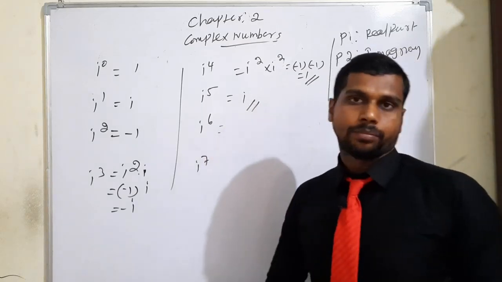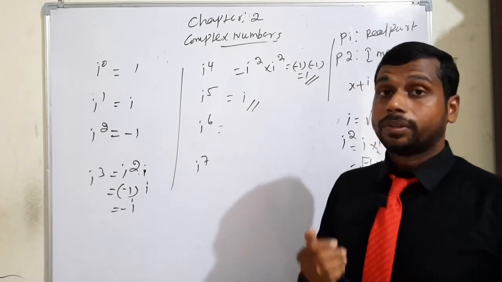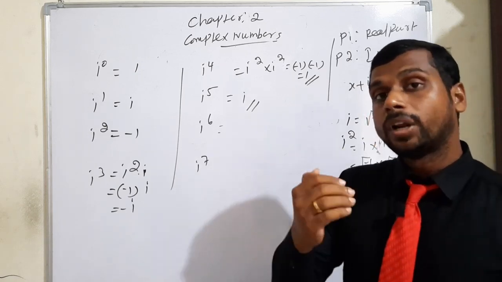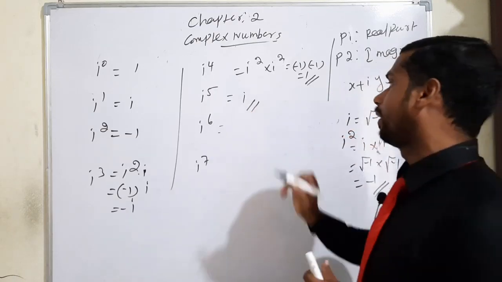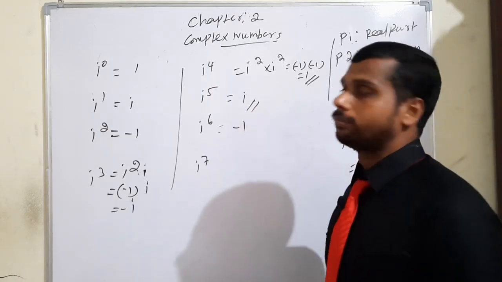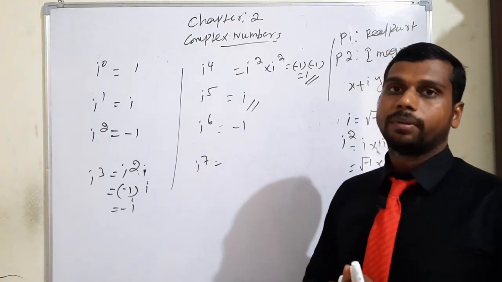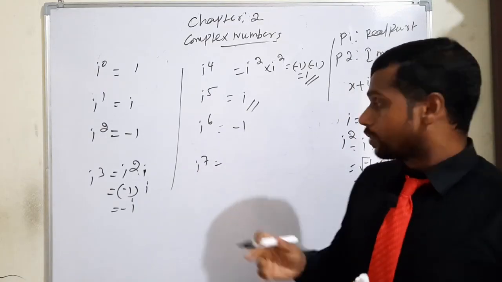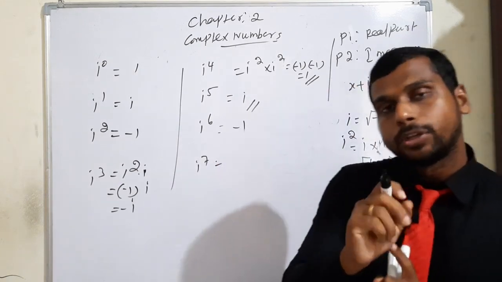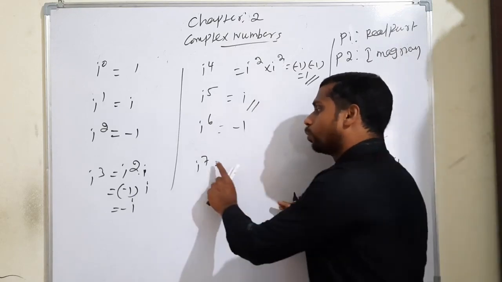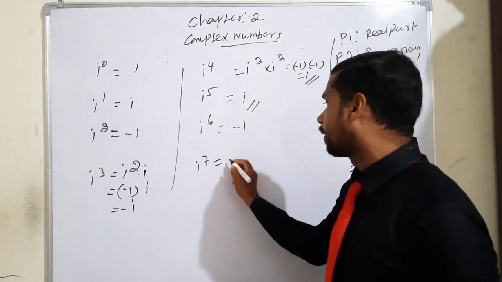Okay, i power 6: 6 divided by 4, then after dividing by 4, is the balance an odd number or an even number? 6 divided by 4 is an even number, so definitely we can say that is minus 1. Then i power 7: 7 divided by 4, more than plus 1 means it is possible to divide 2 times. Then how many numbers will be less? Only 1 number. If it is less, we can write it as minus i.